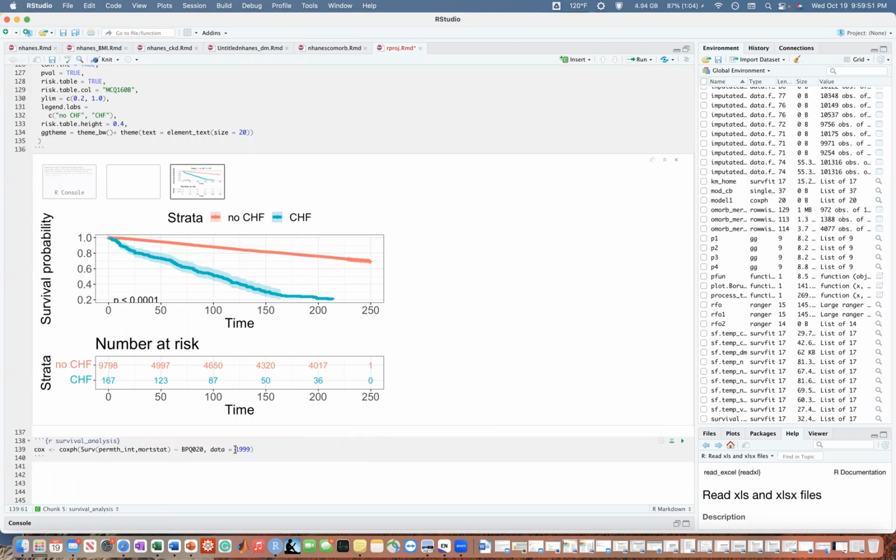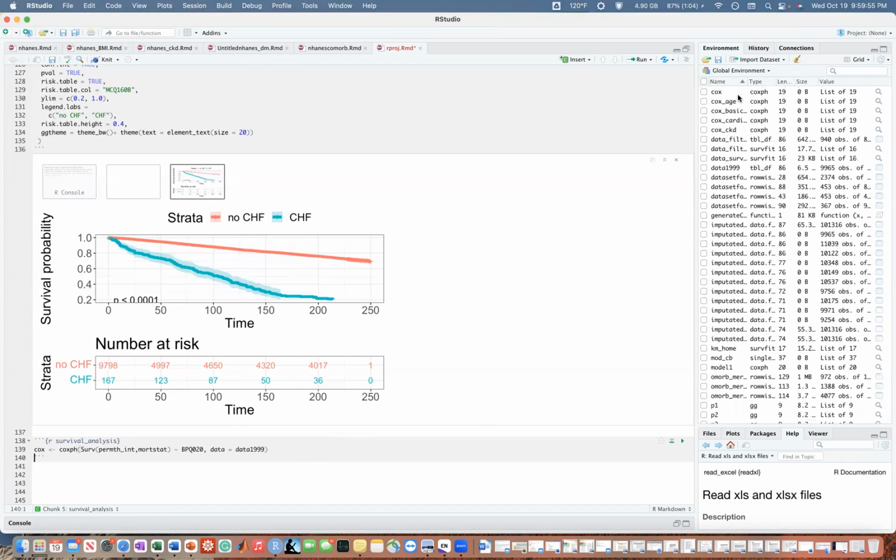Okay. What did we just do? Well, it ran. We can see over here, Cox created. And basically what we said is run a survival analysis, and I want you to tell me whether BPQ-020, which I'll tell you right now, is whether you have hypertension, which is a 1, or you don't, which is a 0, is important. So let's think about it. If I have hypertension, am I more likely to die? Yes. So we should see a hazard ratio of above 1. And to figure out if that actually is the case, let's just run a summary.